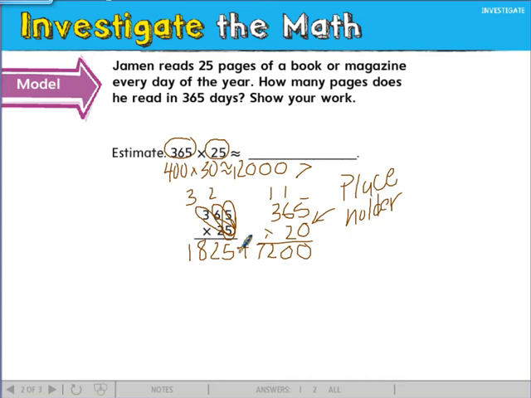This is the distributive property. Look at, I basically took 25 and I multiplied this by 5, this by 20, and now when I add them together, I'm going to get my answer.